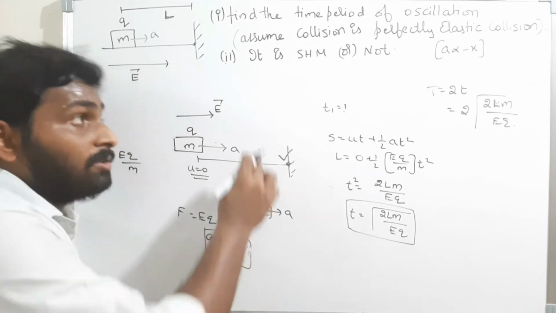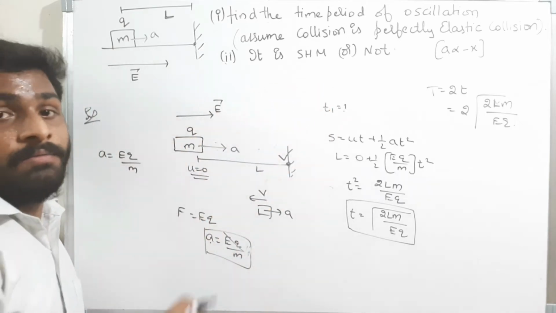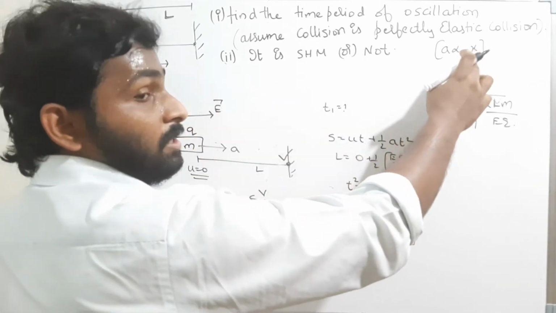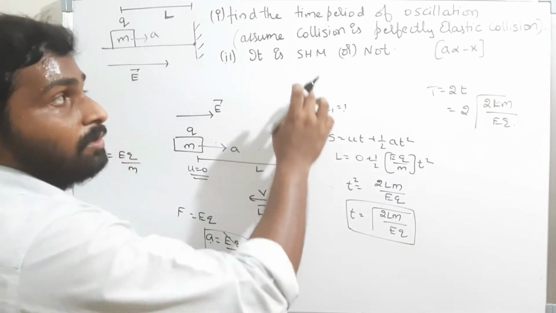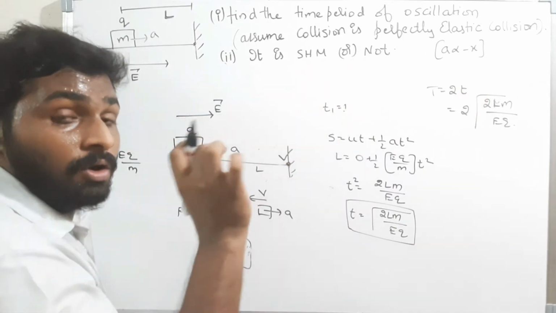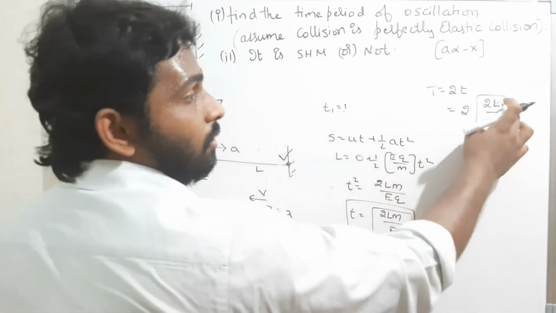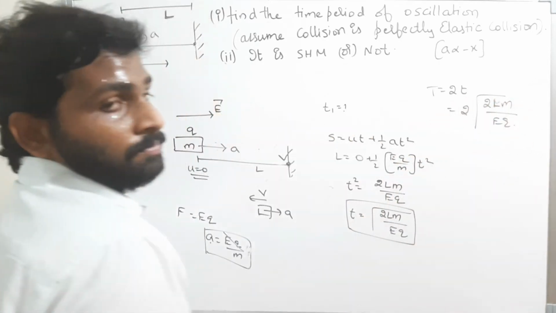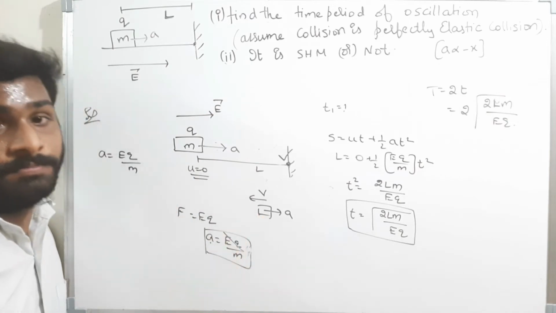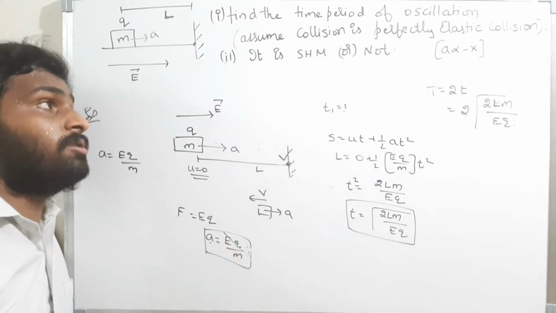Therefore, this oscillation is not a SHM. For an SHM, this has to be satisfied, but this is not satisfied here. Therefore, this oscillation is not an SHM. This is simply an oscillation having a time period 2 into root of 2Lm by EQ, but it is not a SHM. I think this question is clear. Okay, now we'll see the next question.